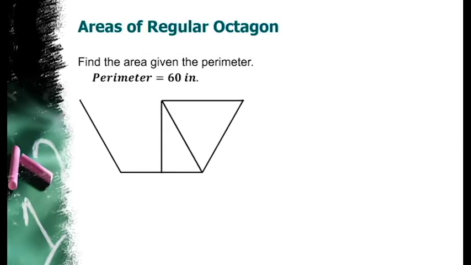So here's our first example. We got our perimeter that is 60 inches. We have an octagon. So being that we have an octagon with 60 inches, which makes 0 sense because what the hell?